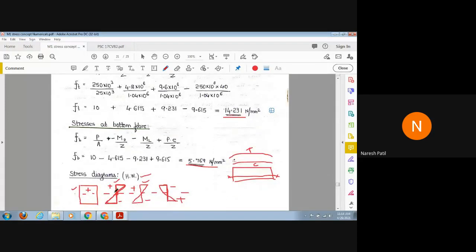Then again, if you cross check with respect to the stress distribution diagram, you can correlate this: plus, plus, plus, plus, minus, minus. Is it visible? My screen is visible, na? Yes, sir. I'm trying to highlight something here. You can see here it is plus. This is also plus, plus, plus, minus. You can see plus, plus, plus, minus.